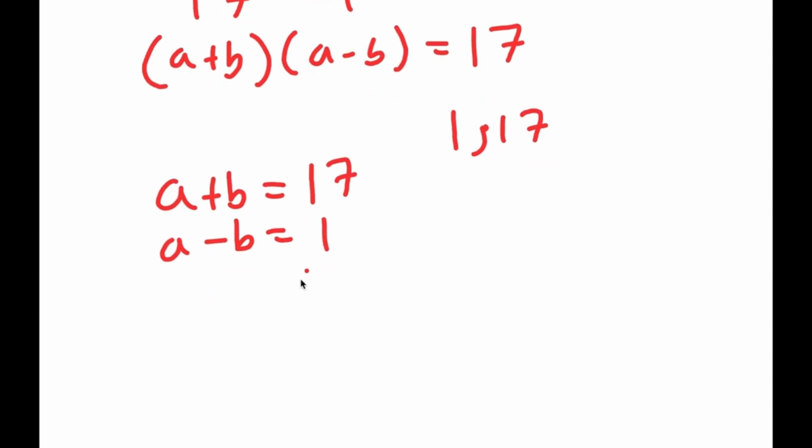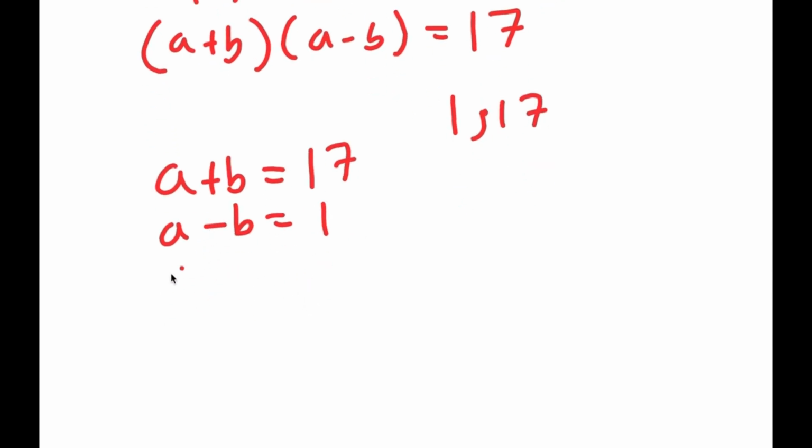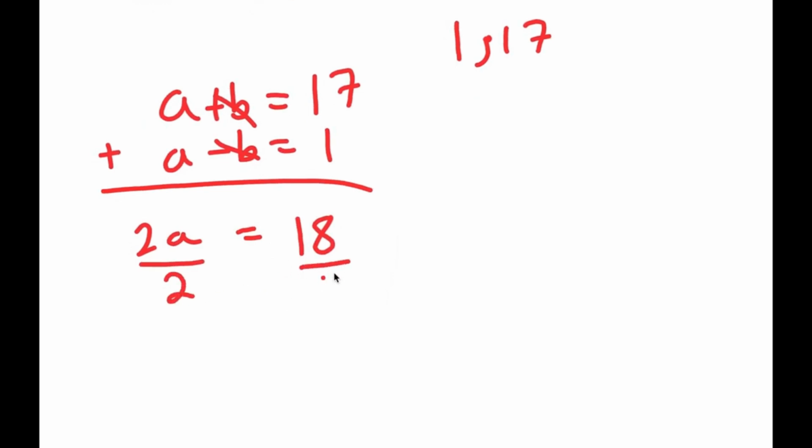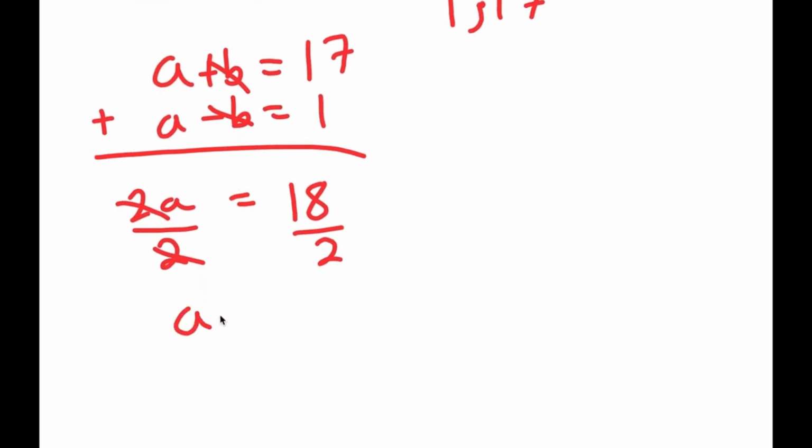So now what I'm going to do is add these two equations together. A plus a is 2a, b minus b is 0, so these two cancel out, and 17 plus 1 is 18. So I get 2a equals 18, and if I divide both sides by 2, I get a is equal to 9.